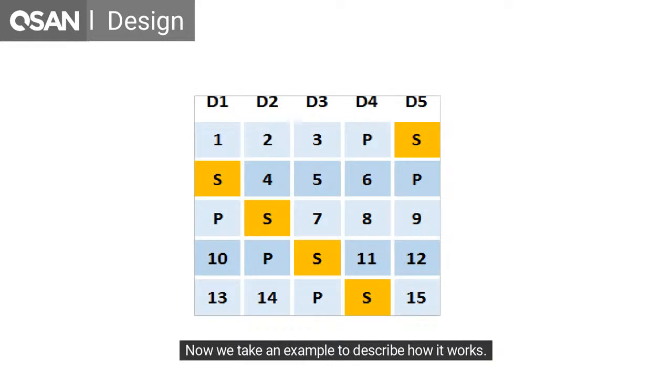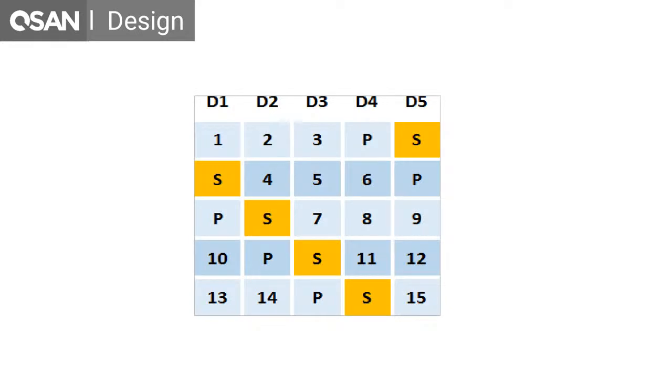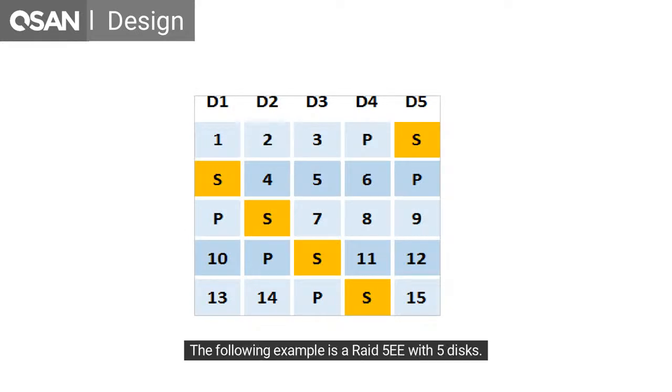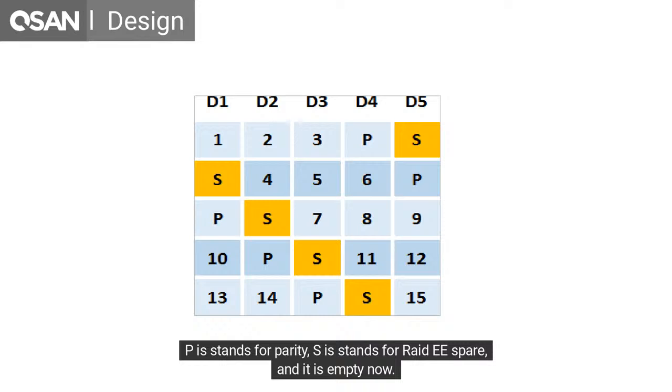Now we take an example to describe how it works. The following example is a RAID 5E with 5 disks. 4 disks are for RAID disks, and an additional 1 disk is for RAID-E spare. After initialization, data block distribution is as follows. P stands for parity, and the RAID-E spare area is empty now.